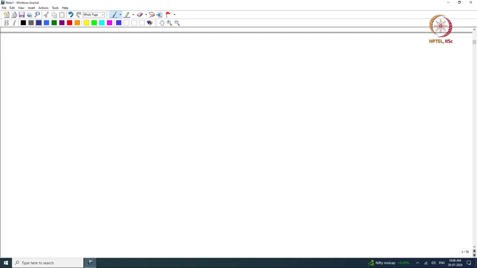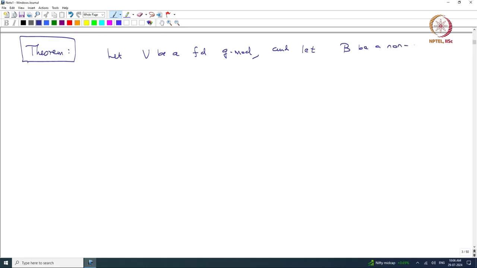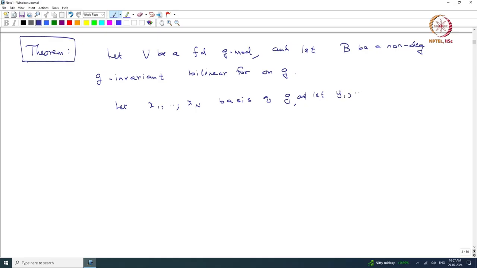Now let me state a theorem, because what we observed is going to be a very important result about representations of G. So let us record it. Let us call it a theorem. Here we work in a very general setting. Let V be a finite dimensional G module, and let B be a non-degenerate G invariant bilinear form on G, let us say. Then given a basis, let us fix some basis x_1 etcetera x_n. This is the basis of G. We can talk about the dual basis of this. Let us call it y_1 etcetera y_n.